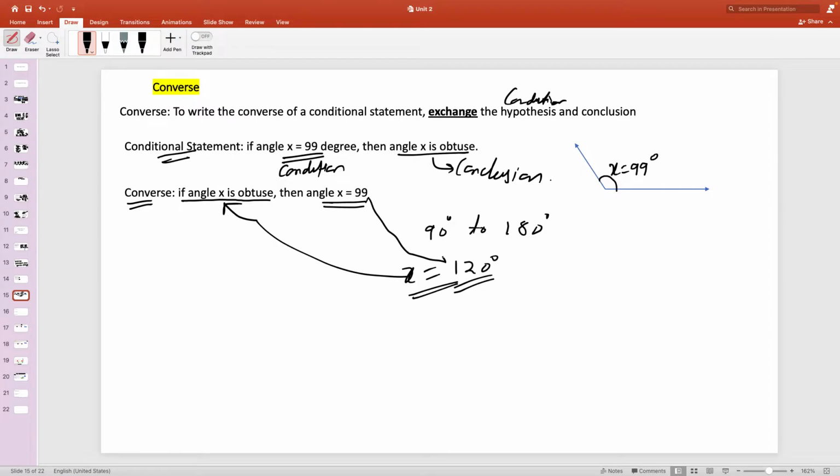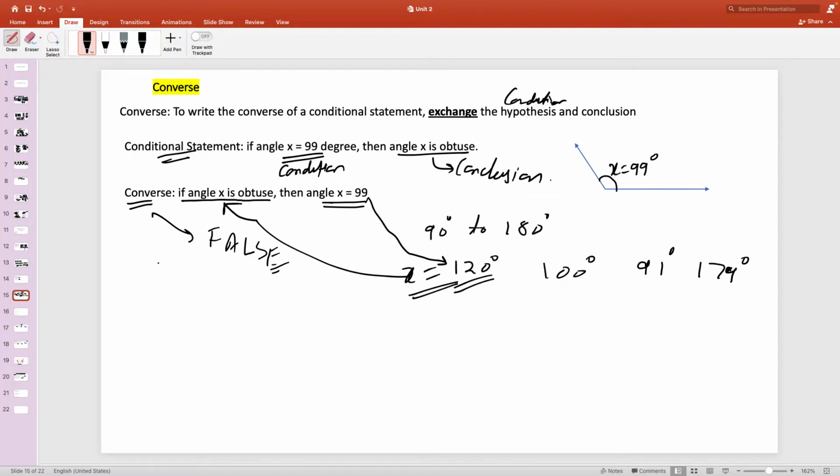That basically contradicts here. It's saying that every angle x that is obtuse has to be 99. That can't be true. We just saw that angle x is 120 degrees, or even 100 degrees, or 91 degrees, or 179 degrees as an example. There are many angles that are obtuse but are not 99, right? So this converse is false. That's what we are trying to prove here. If you write the converse of this conditional statement, if angle x is obtuse, then angle x has to be 99, that is not true. So the converse is false.